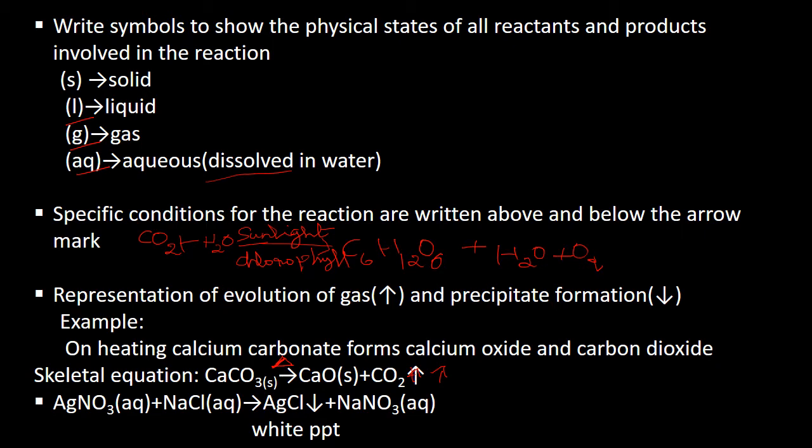And silver nitrate combines with sodium chloride to form silver chloride, which is a precipitate. So we mention that with the help of a downward arrow. And an aqueous solution of sodium nitrate is formed. So you include the AQ symbol for sodium nitrate.